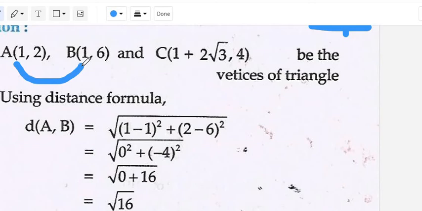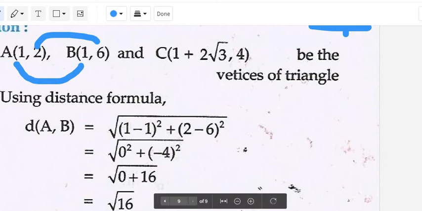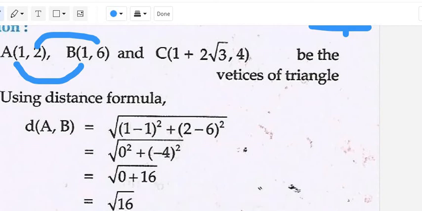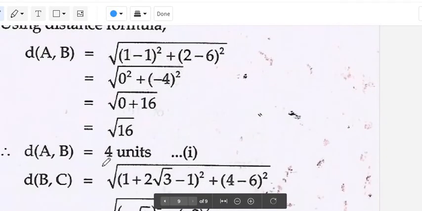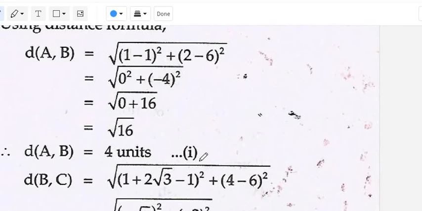Now see, by using the distance formula, how to find out distance AB. Under root, (1 minus 1) to the whole square plus (2 minus 6) to the whole square. 1 minus 1 is 0 squared. 2 minus 6, greater number minus smaller number, that is 6 minus 2 is 4, with the sign of the greater number, minus 4, to the whole square. 0 squared is 0, minus 4 squared is 16, and this comes to be under root 16, and the square root of 16 is 4, and therefore distance AB is 4 units.